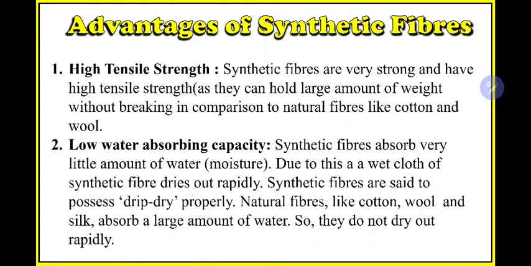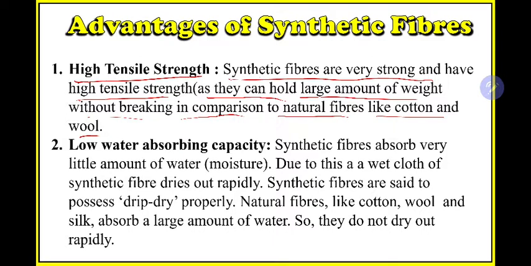What are the different advantages? High tensile strength. Synthetic fibers are very strong and have high tensile strength. Tensile means elasticity, you can stretch it as much as you want. So these have high tensile strength, as they can hold a large amount of weight without breaking in comparison to natural fibers like cotton and wool. This is why they are considered as having high tensile strength.